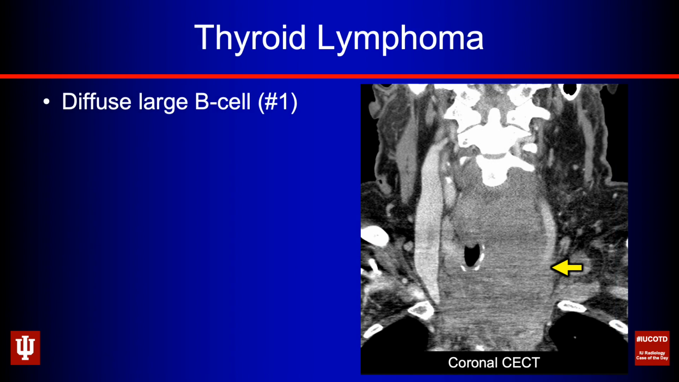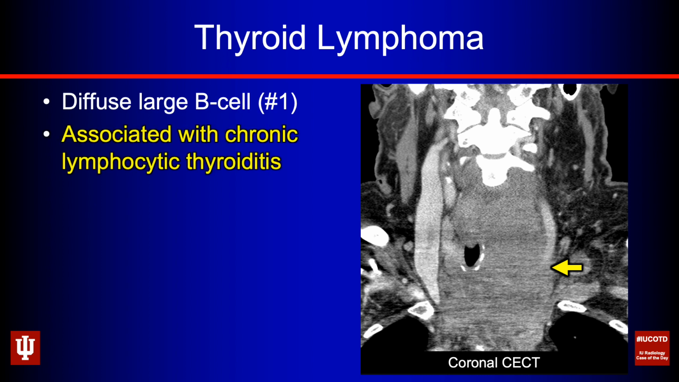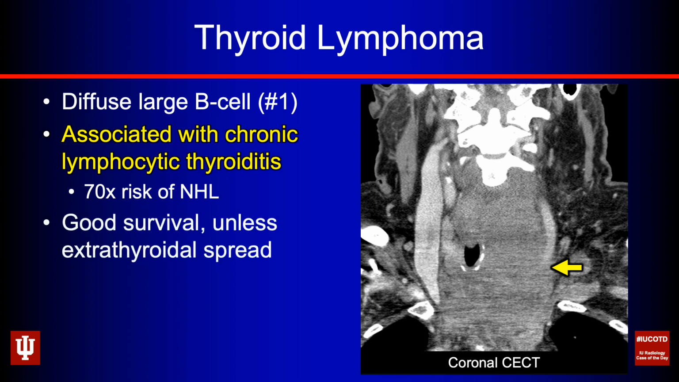Next up is thyroid lymphoma. Most commonly, this is going to be a diffuse large B-cell lymphoma. Important take-home point, this has a high association with chronic lymphocytic thyroiditis. In fact, it's thought somewhere on the order of a 70 times lifetime risk of developing non-Hodgkin lymphoma in patients who have lymphocytic thyroiditis or Hashimoto thyroiditis. Now, these patients do, however, tend to have pretty good survivals unless there is extrathyroidal extension of tumor.